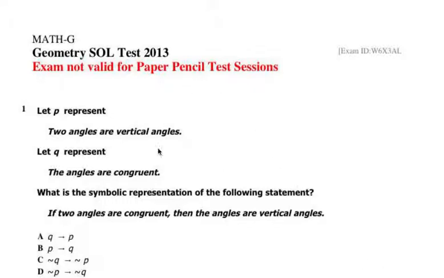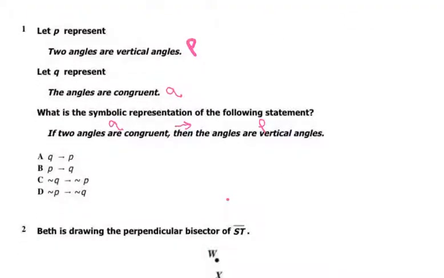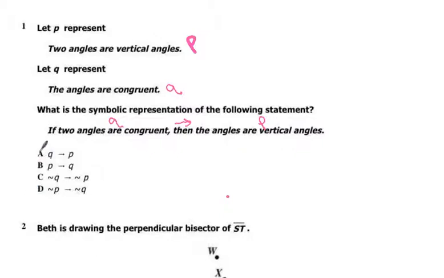Right, this is the Geometry SOL 2013 solutions. All right, so number one, let P represent two angles or vertical angles. So that's P. Q is the angles are congruent. What is the symbolic representation of the following statement? If two angles are congruent, that's Q, then, remember that's our arrow, the angles are vertical. So Q then P. So you should have selected A.